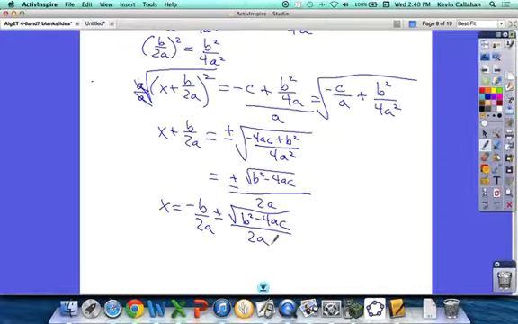And like I said, you're supposed to know that the quadratic formula comes from that. Whether you could do it yourself, okay, maybe not, but at least you know where it comes from.